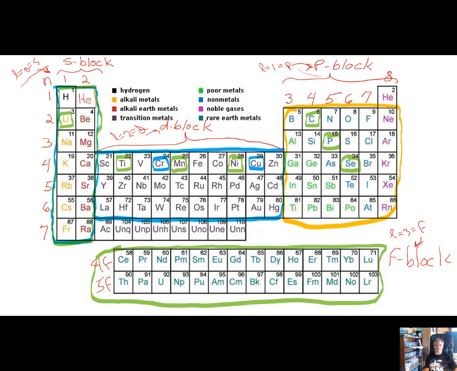We'll do some electron configurations for elements in the D block. And then this is the F block. Probably not going to do much with the F block in this particular course, but I will at least introduce elements in the F block. Okay, so this is what you need to remember in order to do electron configuration.